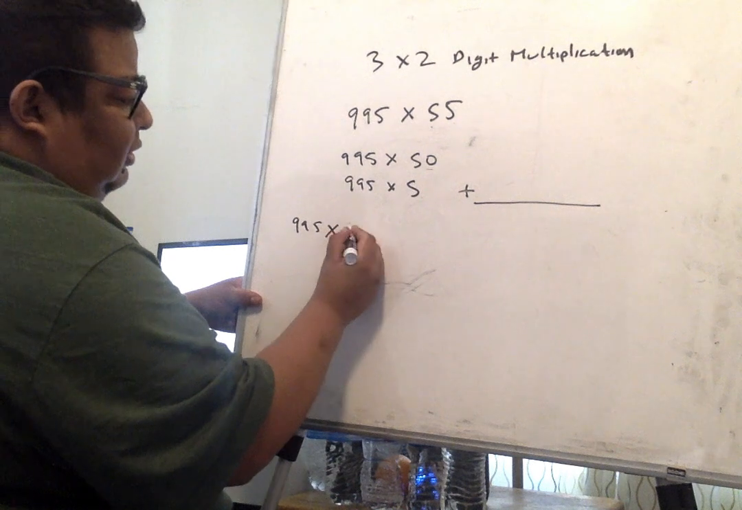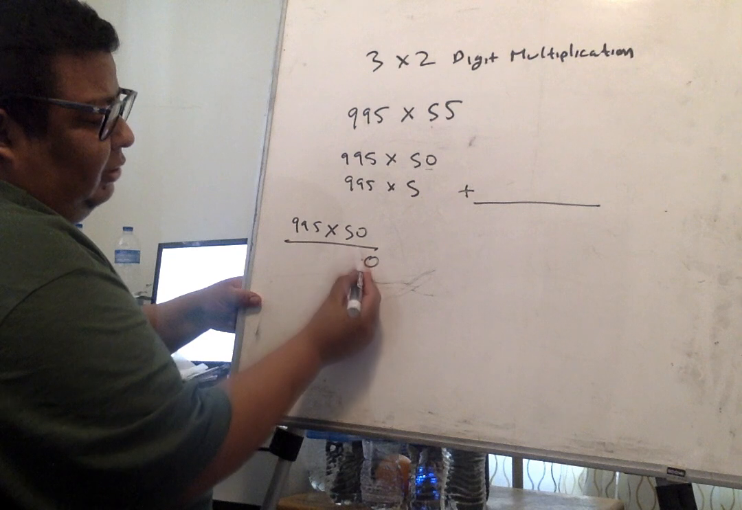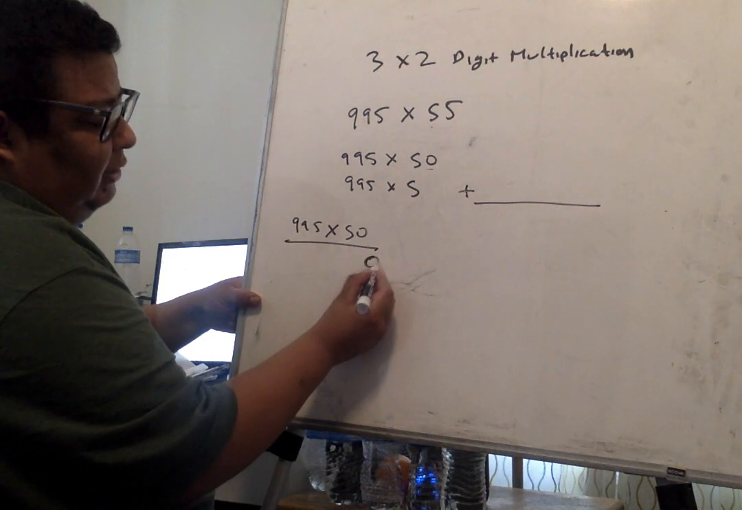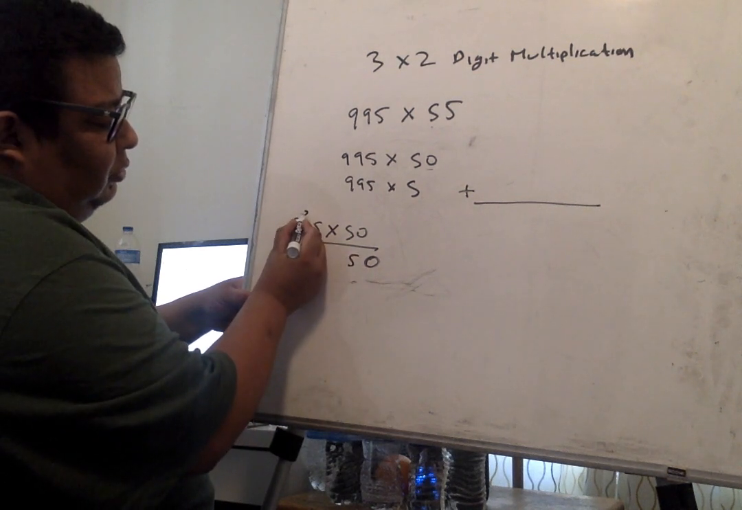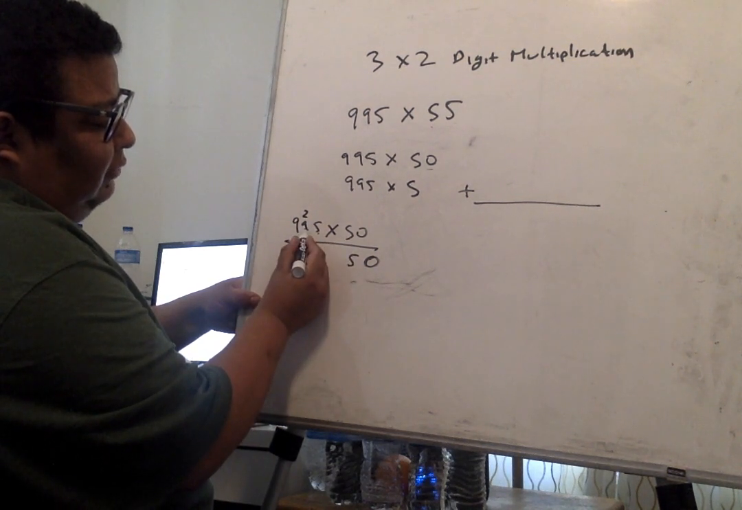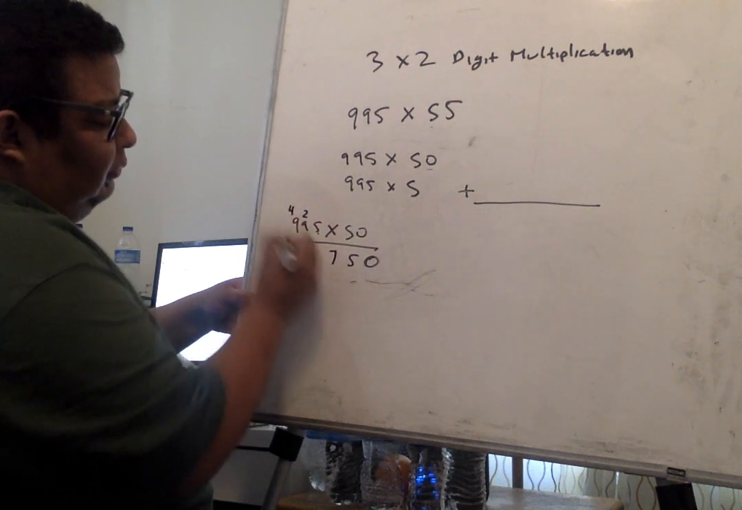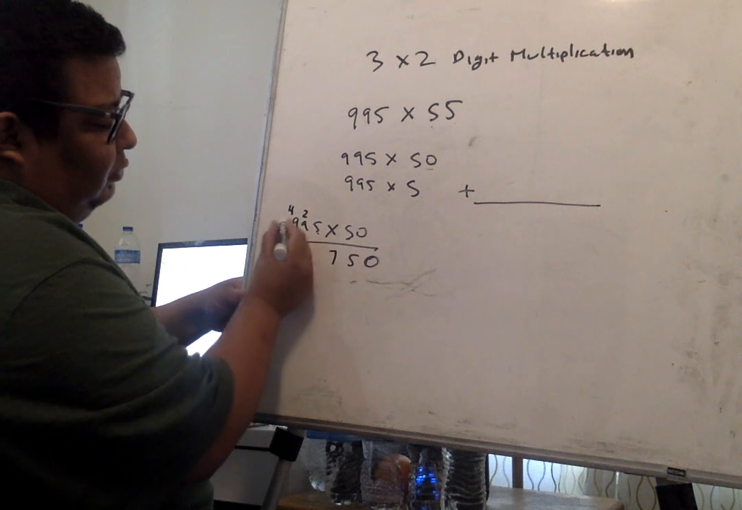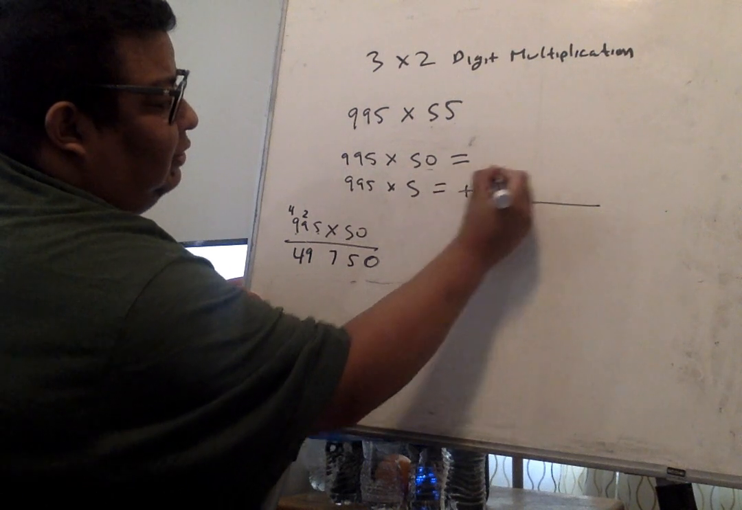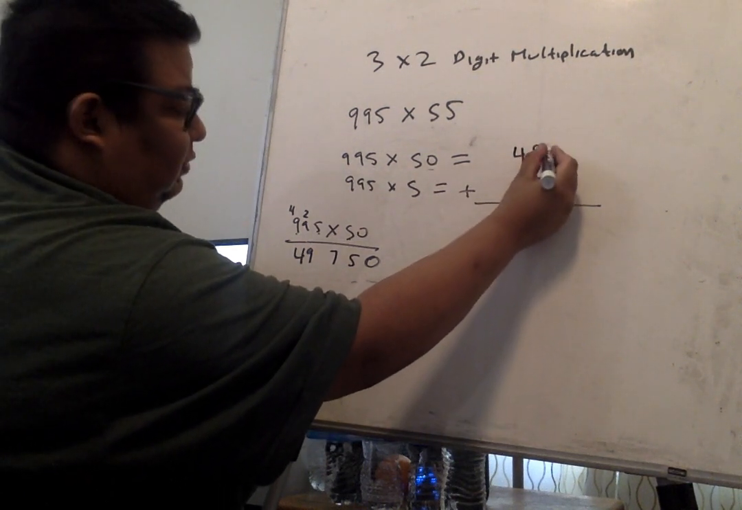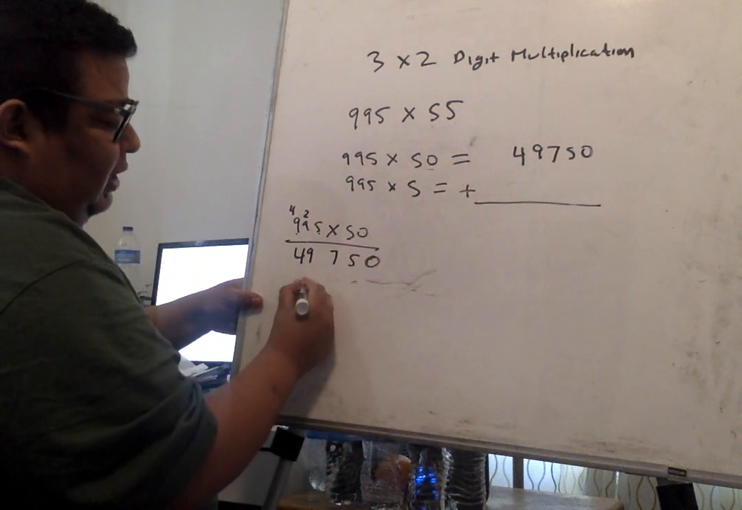995 times 50. You put a 0 at the end because the 0 here, you don't touch it, you just leave it at the end. And then you do 5 times 5, 25, goes 2. 5 times 9, 45 plus 2, 47, goes 4. 5 times 9, 45 plus 4, 49. So the answer here is 49,750. Now you do the second part.